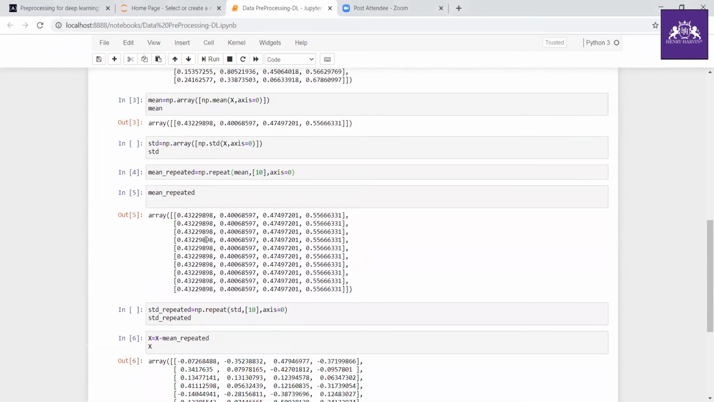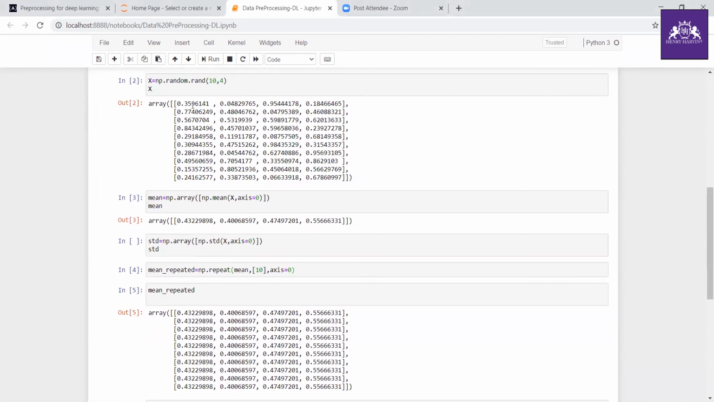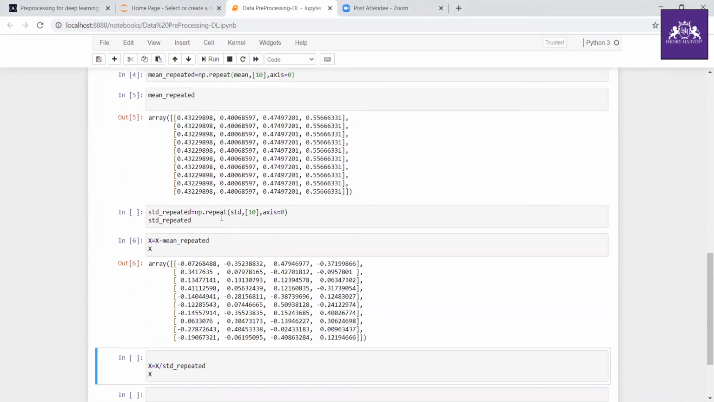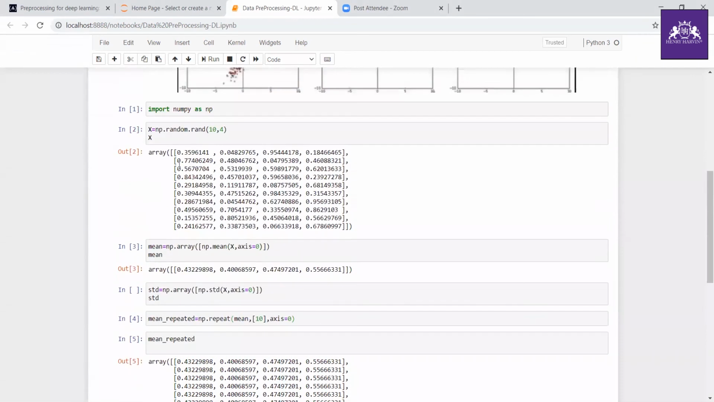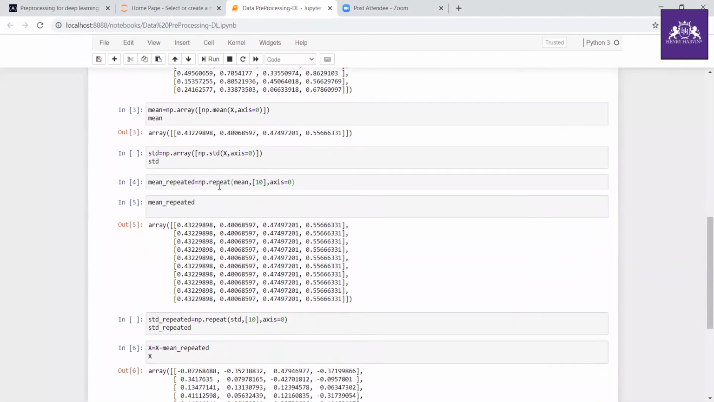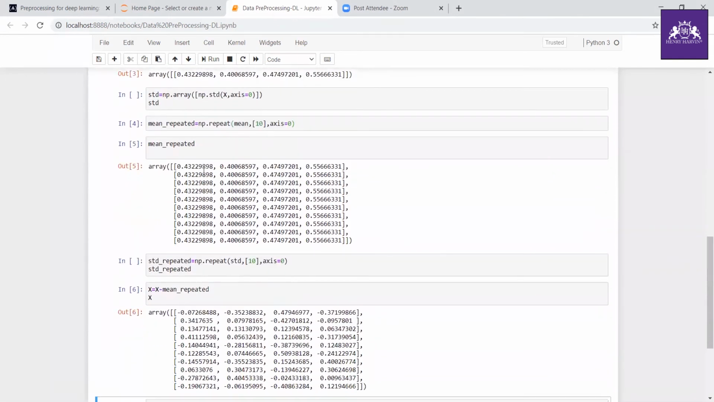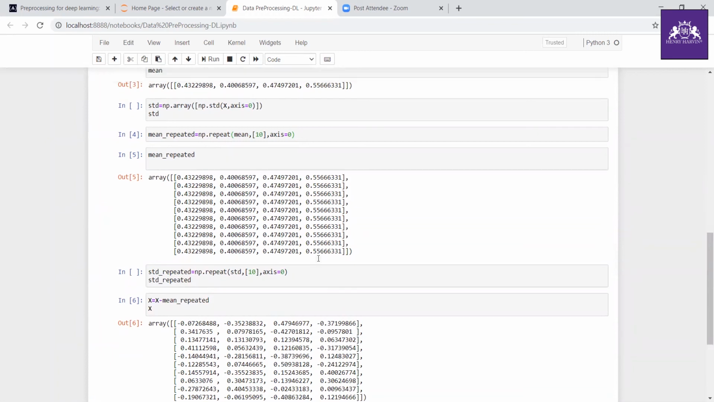So what I had actually 0.3596141, and if I subtract this and that, what is that x actually? 0.3596141 minus this number 0.43229898, I'll be getting this value, right? So the same thing is done for all the cases, right?